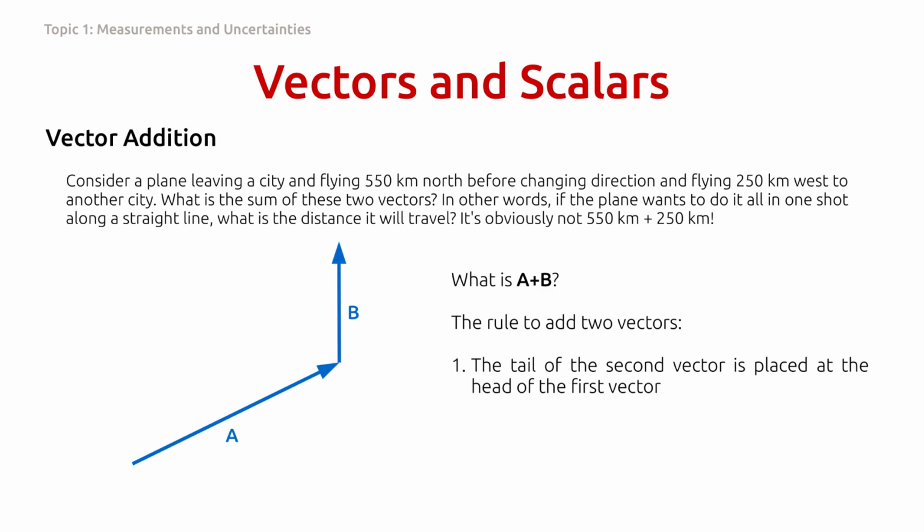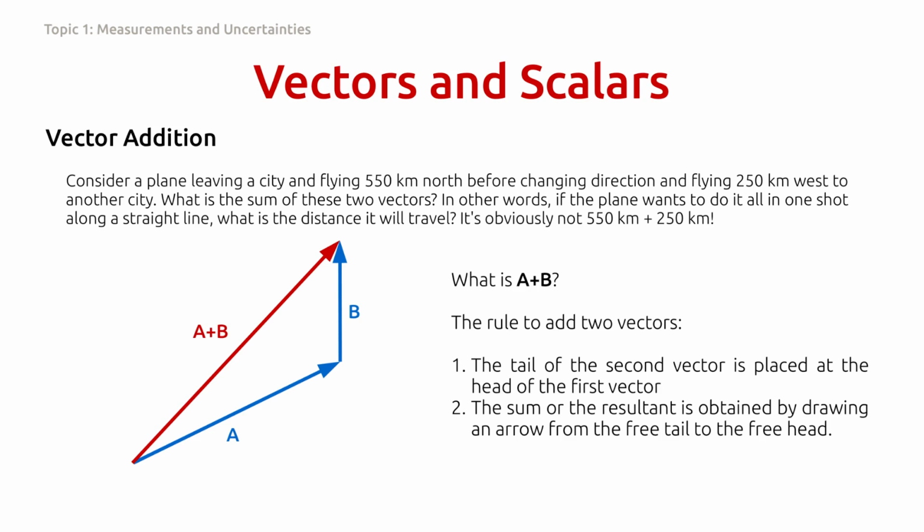Here's the rule to add two vectors. First, the tail of the second vector is placed at the head of the first vector. So what we do here, we move vector b around such that the tail of vector b is at the head of vector a. From last lecture, we learned that we can move any vector as long as we keep the magnitude and the direction the same. It still describes the same vector, no matter where the vector is located now in space.